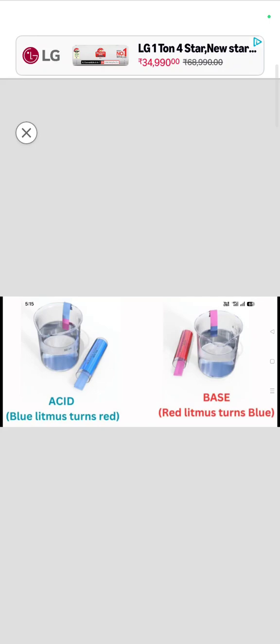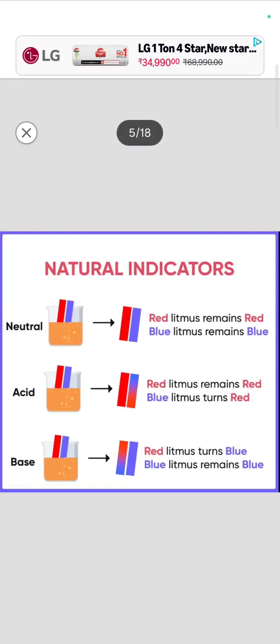This is all about litmus paper. See another figure. In neutral solution, red litmus remains red, blue litmus remains blue. In acid, red litmus remains red, but blue litmus turns red. And in base, the red litmus turns blue and blue litmus remains blue.